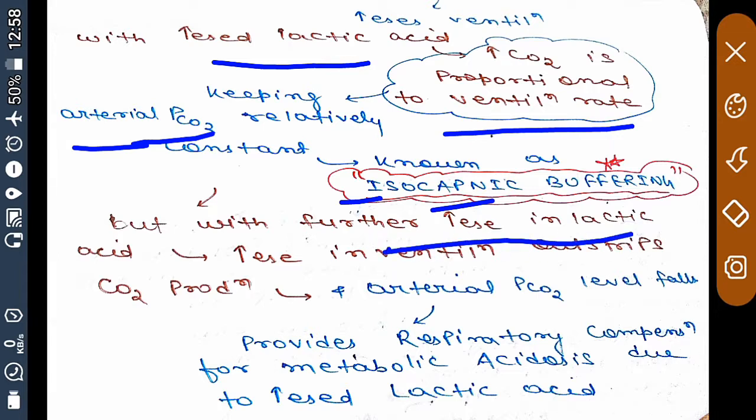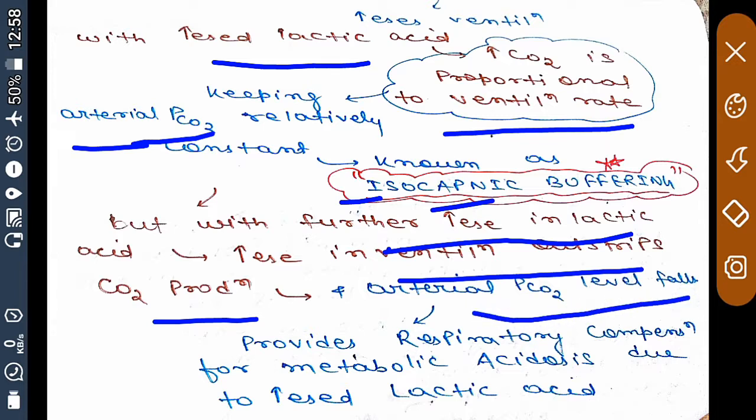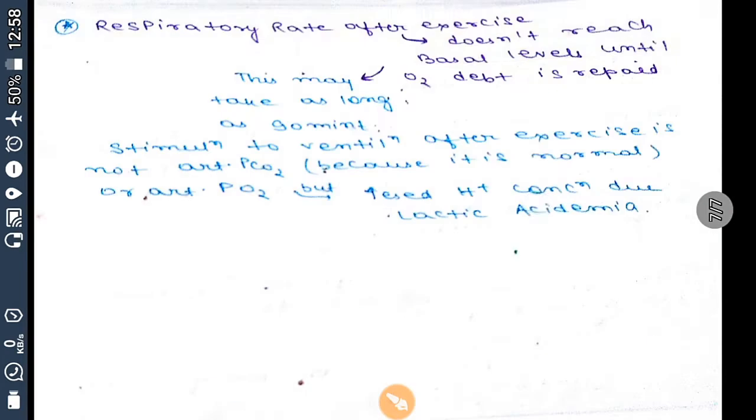But with further increase in lactic acid formation, the increase in ventilation outstrips your CO2 production, as I have said, and this will lead to a decrease in arterial PCO2 level. It provides respiratory compensation for the metabolic acidosis due to increased lactic acid. So this is the benefit of the lowering of PCO2. Now on to the next slide.